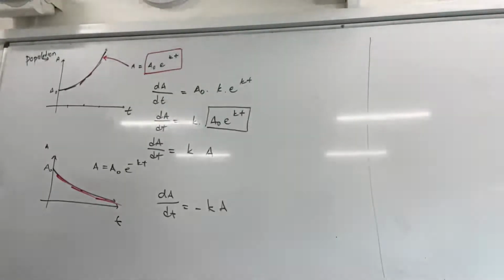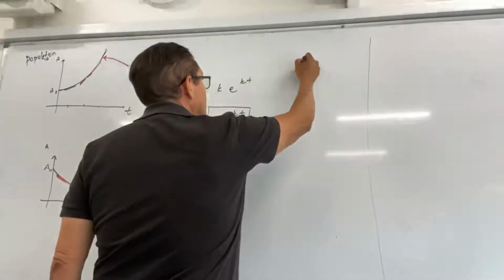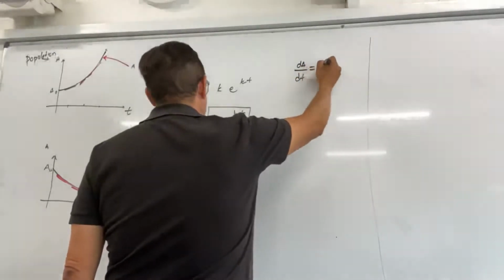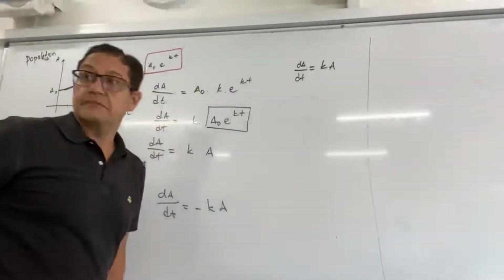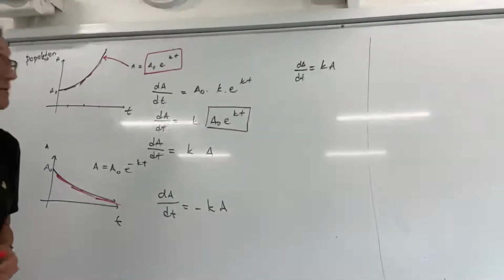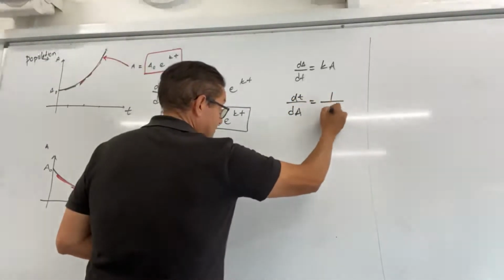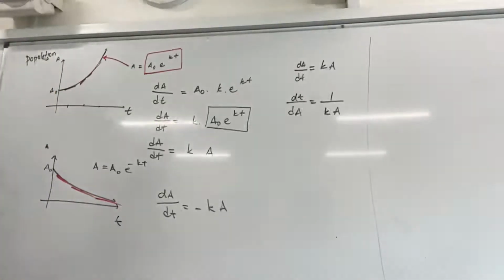Now, my question to you before I move on from here is, if I told you that dA/dt is equal to kA, can you see that? Then it would be true, now wait for it, that this is the case: dt/dA = 1/(kA). Is that all right? Because I just took the inverse of both sides.